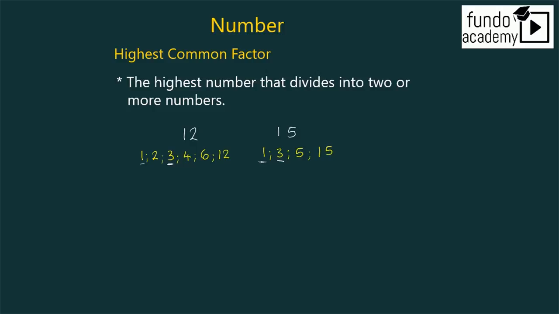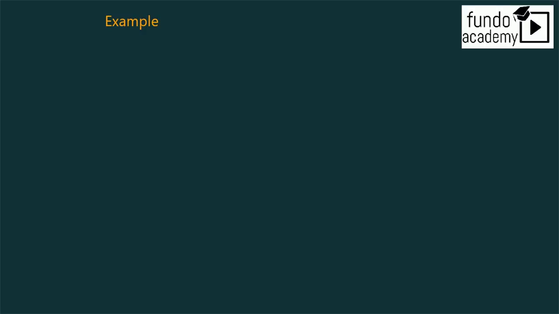So I'm just saying these two common factors. The common factors here are 1 and 3. Which of these common factors is the highest? The highest of these common factors is the highest common factor, and in our case that will be 3. So that's what we call the highest common factor. Let's look at an example.